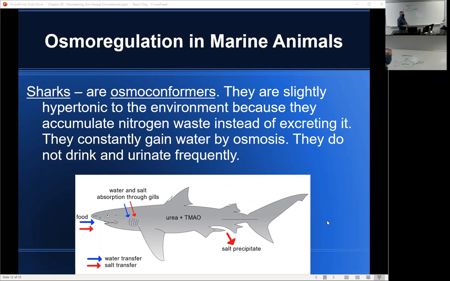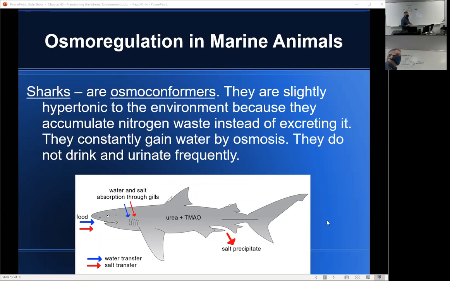Okay, now sharks, and not bony fishes, but sharks and other types of fish with a cartilaginous skeleton, like sharks, rays, what else are there? Skates. Okay. These are osmoconformers. They're kind of a special situation.